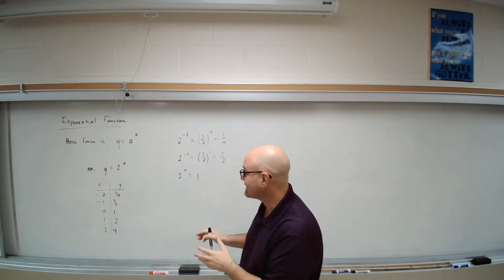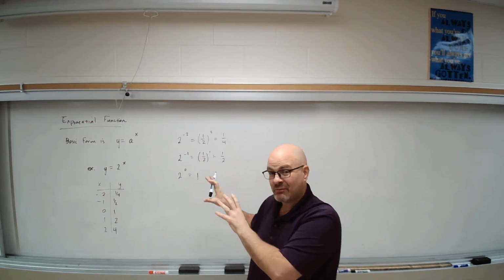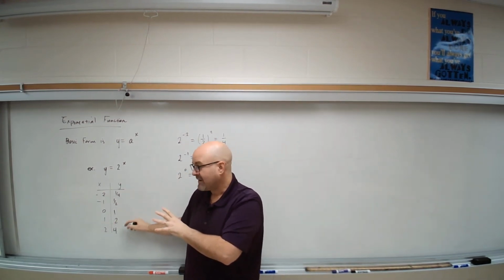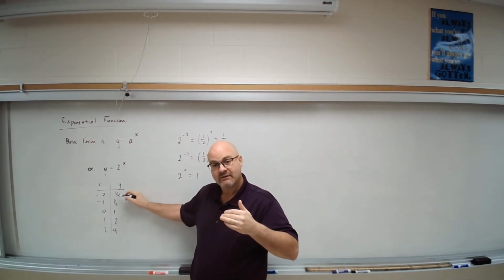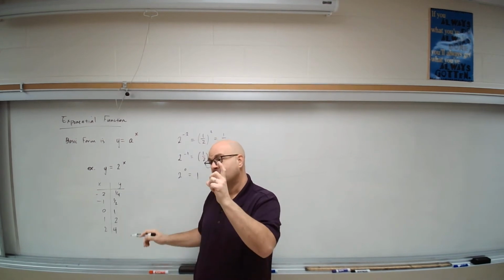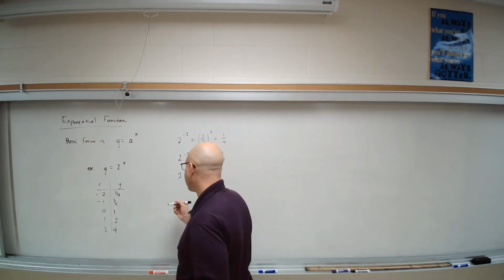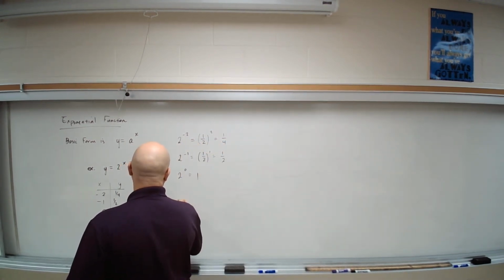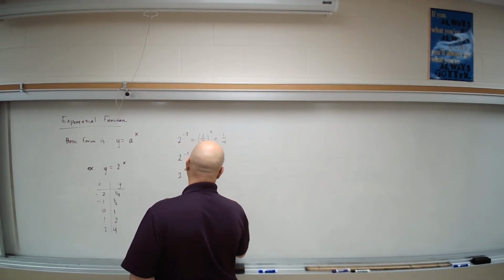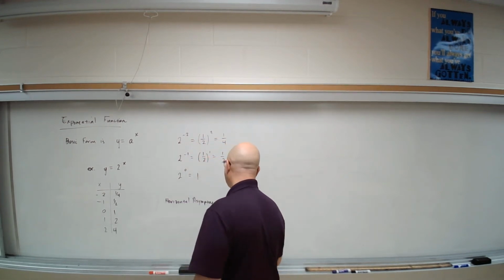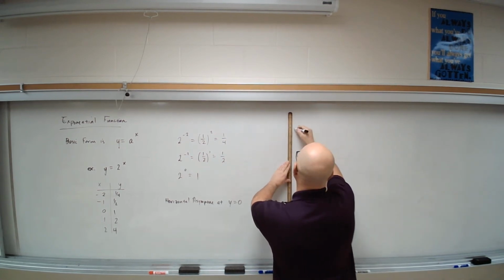So what that tells us, and one of the most important things to figure out with an exponential function, is that there's going to be a horizontal asymptote. Because if we kept going, we'd get closer and closer to 0. As x gets more and more negative, that fraction gets smaller and smaller. So it's going to approach some horizontal asymptote. In this case, we have a horizontal asymptote at y equals 0.